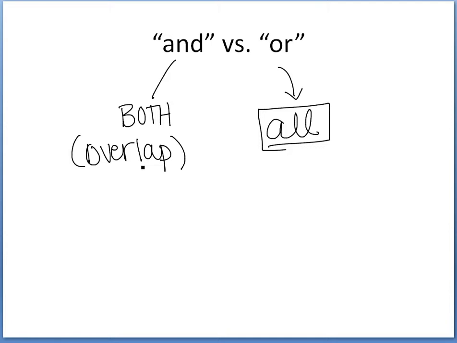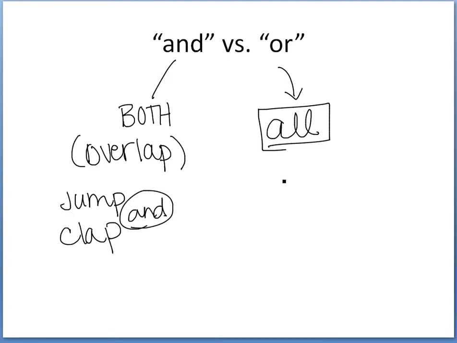So the big difference is, let me give you an example. If I were to ask you to jump and clap, and I said the word and in between, versus if I said to jump or clap. In this case, you have to do both. In the other case, if you do one, you do the other, or you do both, it's all good. And that's really the difference.